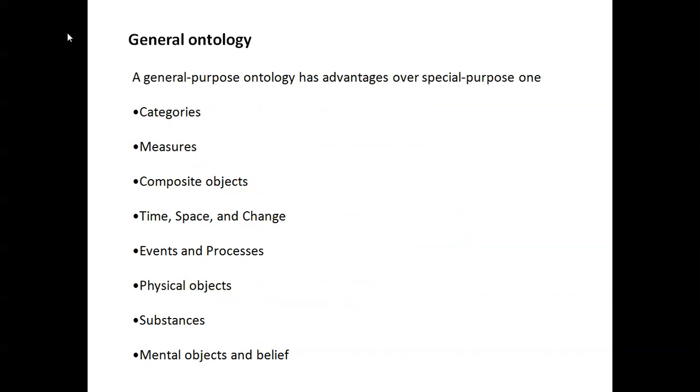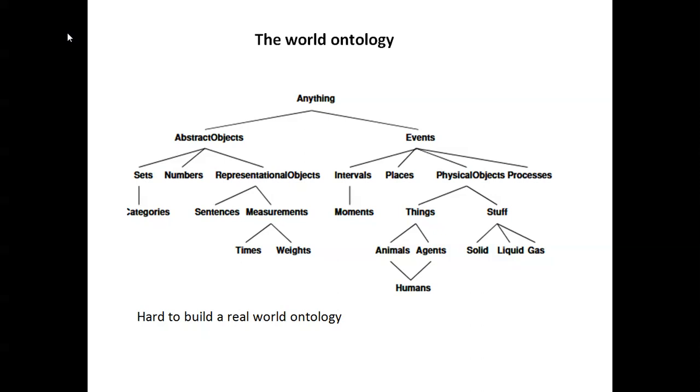Next, general ontology. The advantage of a general ontology over a special purpose one covers categories, measures, composite objects, time, space, change, events, processes, physical objects, substances, mental objects, and beliefs. The upper ontology: see the diagram, it is familiar. If you search on Google, it starts with anything, then abstract objects and events. Under abstract objects there are sets, numbers and representation objects. Under events there are intervals, places, physical objects and processes. Under sets there are categories, representation objects, sentences and measurements. In measurements there are times and weights. Under physical objects there are things and stuff. Under things there are animals and agents. Under that there are humans, and stuff is solid, liquid, gas.